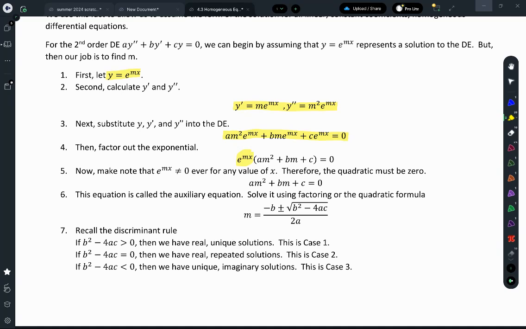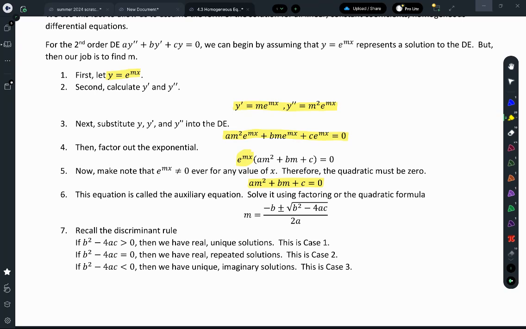So therefore, it's the quadratic part that's left behind after we factor out e to the mx that will be something we have to solve. This is called an auxiliary equation, for no really good reason other than it is the equation that allows us to find m.